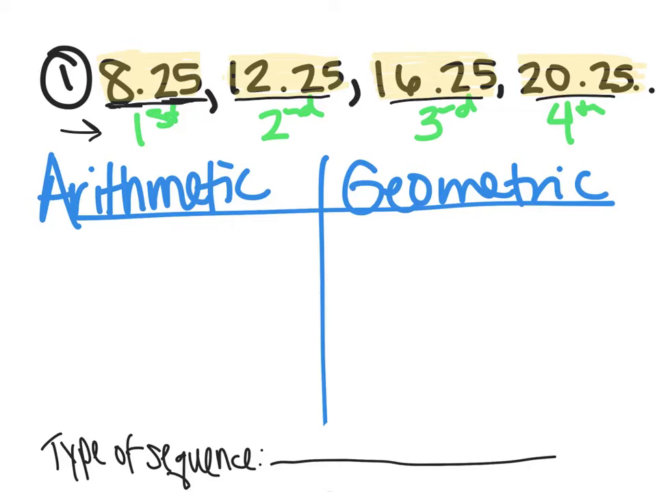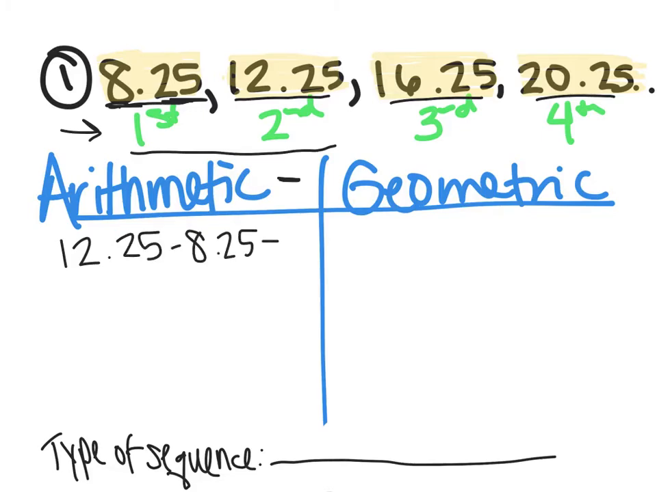This is 8.25. So for arithmetic, we use subtraction in order to identify that common difference. What you do is take two terms that are right next to each other, for example, the 8.25 and the 12.25, and you have to find their difference, so you subtract them. You take the second number minus the one right before it, the first number, and when you subtract these, you'll see that their difference is 4.